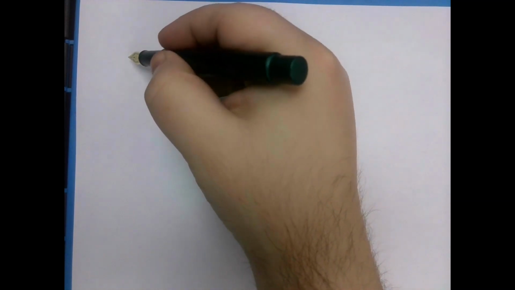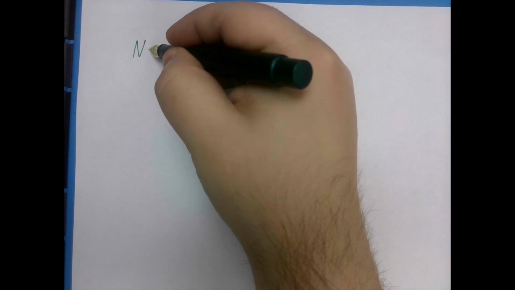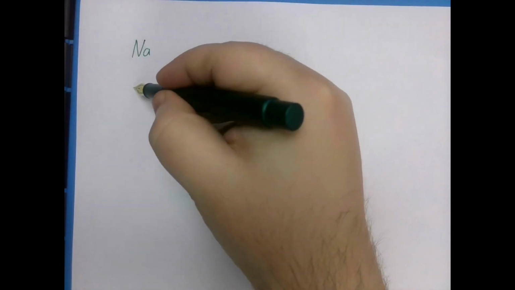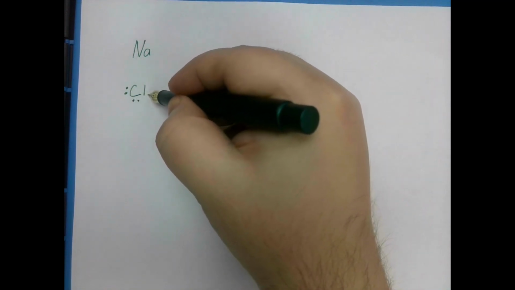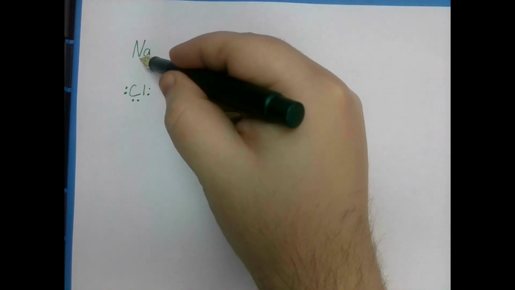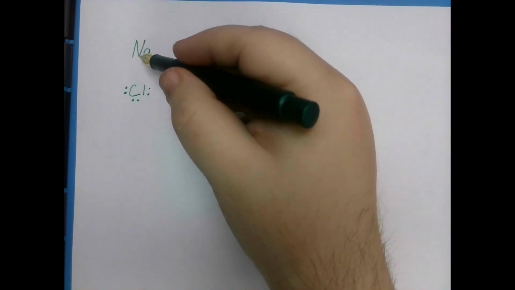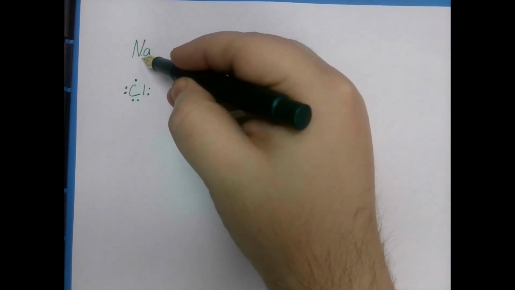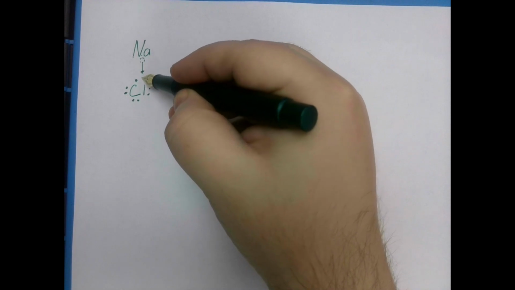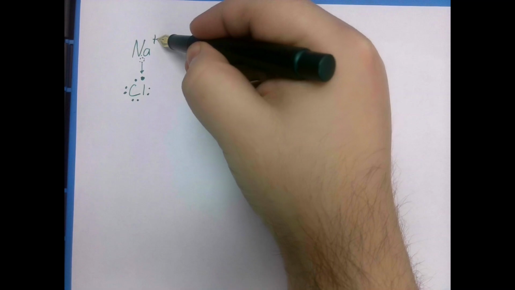So, let's look at sodium chloride, salt. We have a sodium atom and a chlorine atom. Chlorine has 7 valence, sodium has 1. What does it do whenever they bond? It transfers this electron from here to here. So this makes this have a positive charge and this have a negative charge.